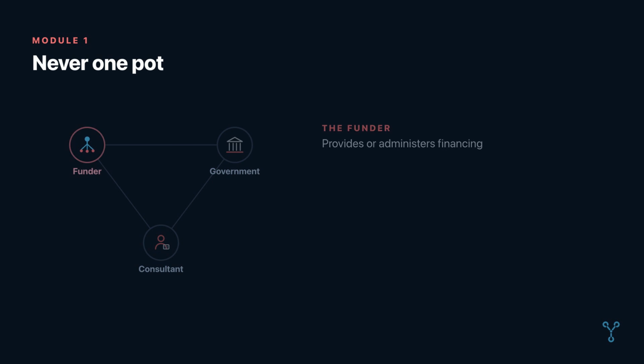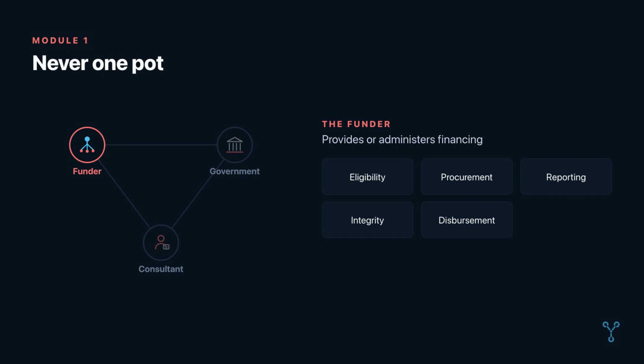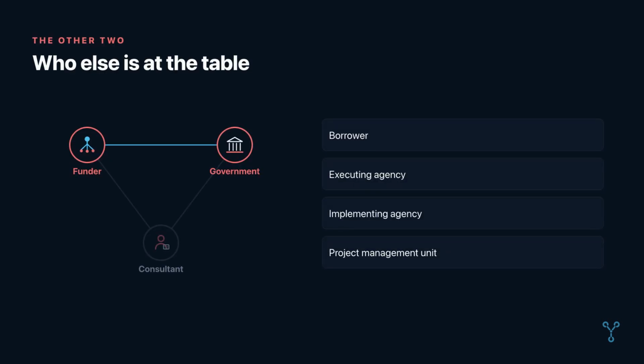It almost never is. On most development-financed assignments, 3 parties shape the financial work. First is the funder. The funder provides or administers financing and may set rules about eligibility, procurement, reporting, integrity, and disbursement. Its role depends on the arrangement, so do not assume it approves each transaction directly. Second is the government side. The borrower, executing agency, implementing agency, project management unit, or a combination of these. The government owns the public project and often controls approvals, project accounts, counterpart contributions, and certification processes.